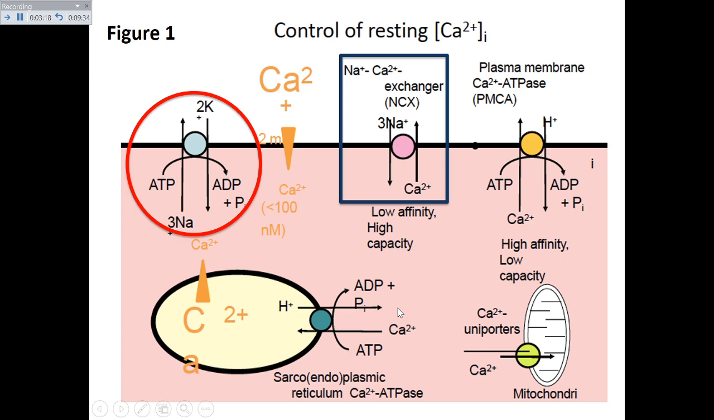Another transporter is calcium uniporter on the mitochondrial membrane.